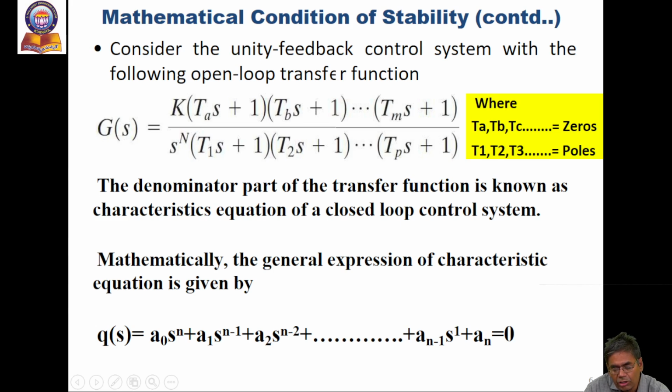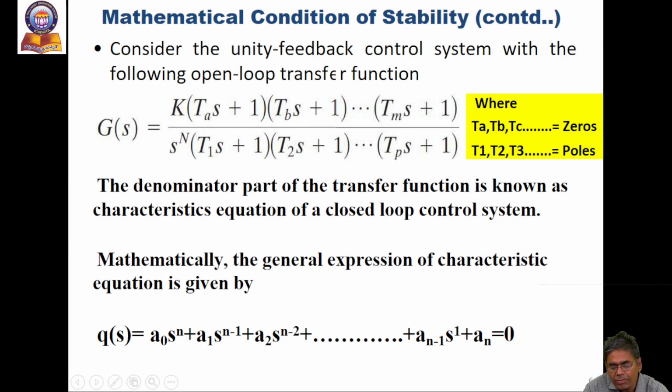This is nothing but the roots of the numerator will be zeros, the roots of the denominator will be poles. S power n, where n is the number of poles present at the origin, indicates the type of the system. It may be type 0, type 1 or type 2, depending upon the value of n. Ta, Tb are zeros and T1, T2 are poles.